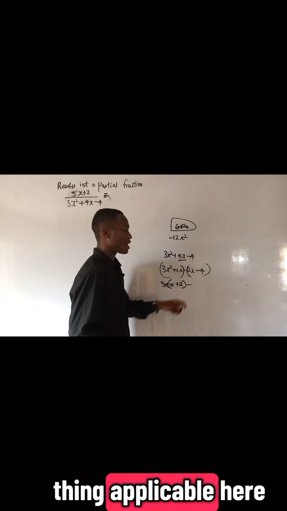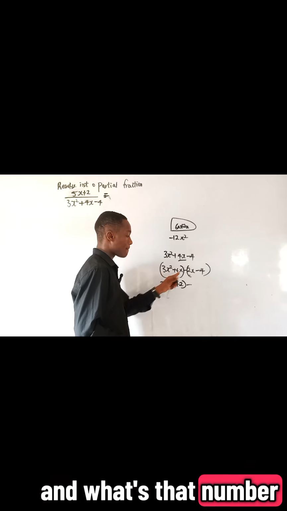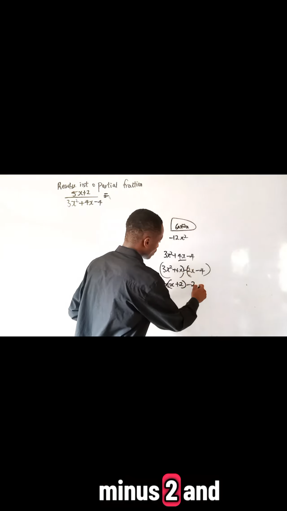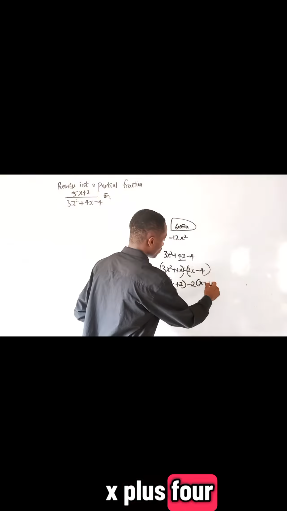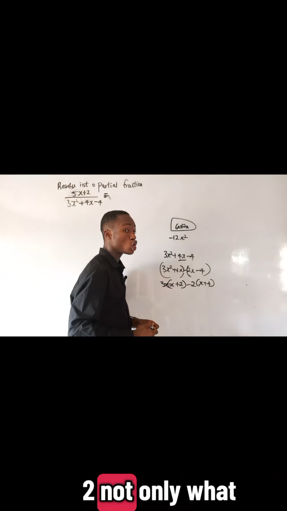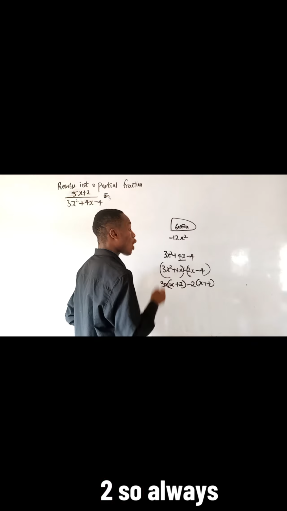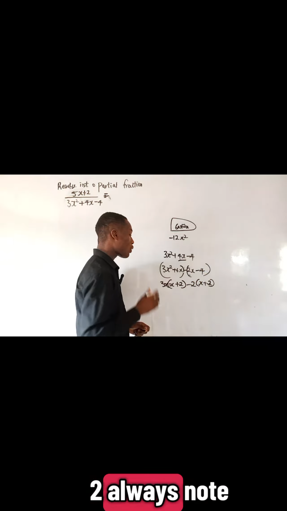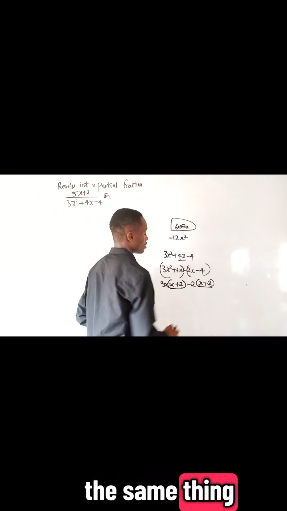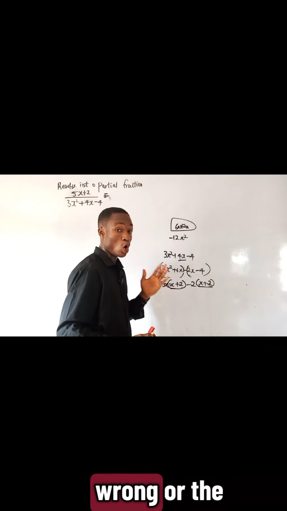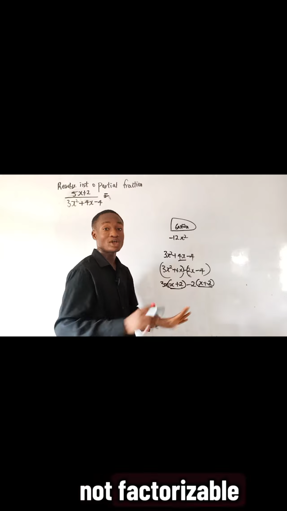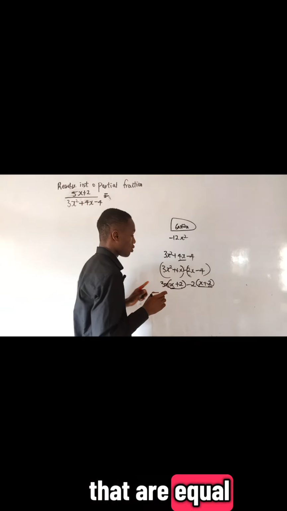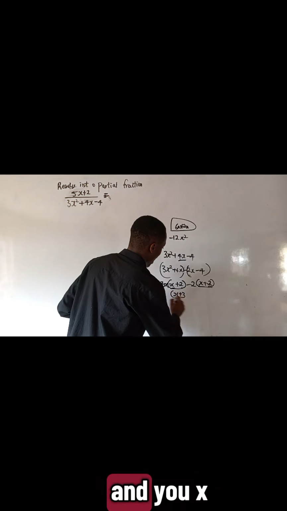Minus, same thing applicable here. Something is common. What's that number? Minus 2 is common, not just 2. So I remove minus 2, and I'll have x plus 2, because minus 2 into minus 4 is 2. Always note that the brackets must always be the same. If they're not the same, either you're wrong or the quadratic expression is not factorizable. Do you get it? So you pick one of the equal brackets, x plus 2.